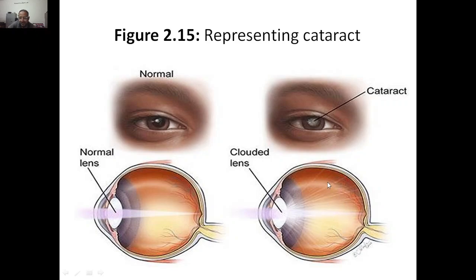Once the retina is not getting the focused light, it cannot function. It cannot create the image properly, so it will give you a blurred kind of vision. That's why we call it a cataract. Understand? So cataract is a clouded lens.